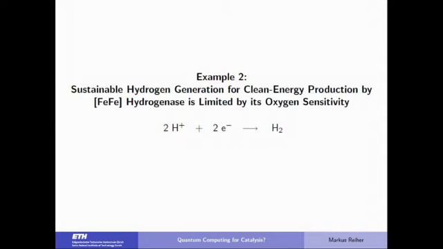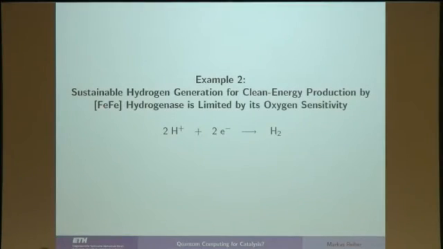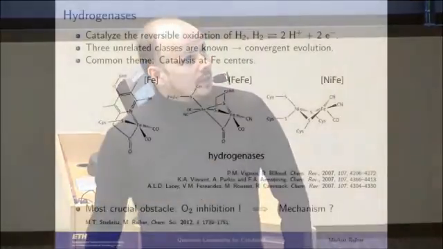A second example is from the hydrogen production business for clean energy production, as it is pursued with an enzyme, this time with the so-called iron-iron hydrogenase. And I'm not talking about the process of forming H2, because there are many systems which can do that. The point is, whenever you have such a system, it's sensitive to oxygen. So if you expose it to air, it drops dead. And you really need to do something about that.